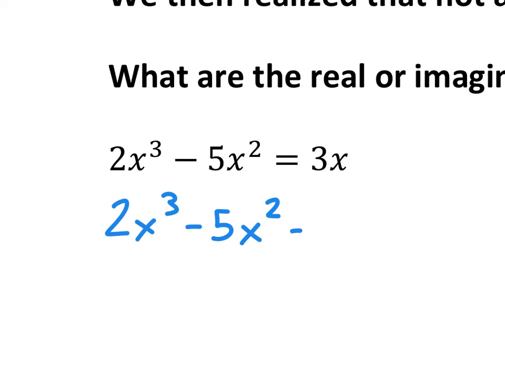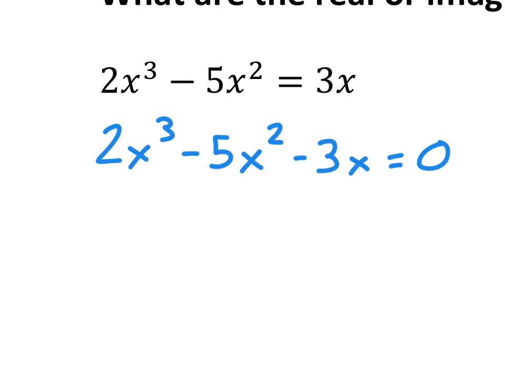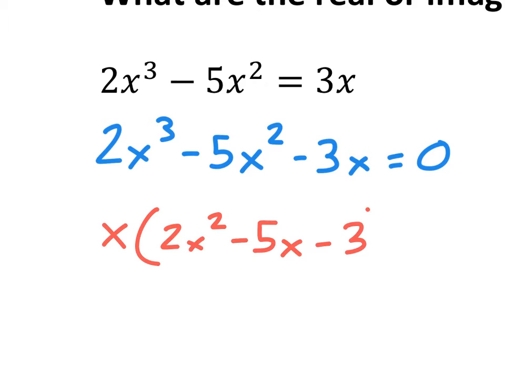Now, hopefully you recall that if I'm going to do any type of factoring or work on polynomial pieces, you do want to be set up equal to 0. So the first step is to subtract 3x from both sides. We have a GCF on this one of x. And it leaves us with 2x squared minus 5x minus 3.